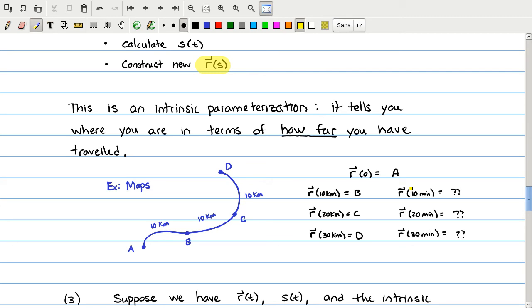If you try to use a different parameterization, then it becomes ambiguous. What is R of 10 minutes? Well, it depends how fast you're driving. If you're driving at 1 kilometer per minute, then R of 10 minutes is B. But if you're driving at 2 kilometers per minute, then R of 10 minutes is C, right? And so these definitions based on time are ambiguous, whereas these are intrinsic to the curve itself. They tell you where you are as a function of how far you've gone.